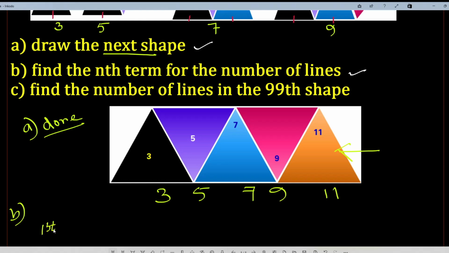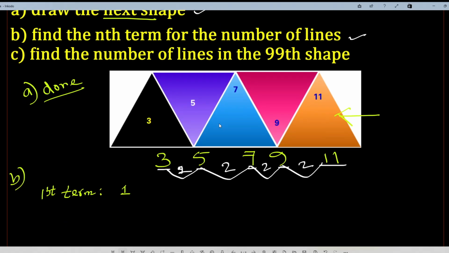First term means 1, and we have to find out the difference between each term. First term is 3, second term is 5, third term is 7, fourth term is 9 and fifth term is 11. So look, 3 and 5 difference is 2, 5 and 7 difference 2, 7 and 9 difference 2, 9 and 11 difference 2.